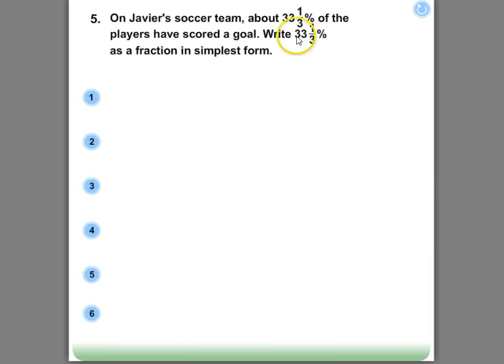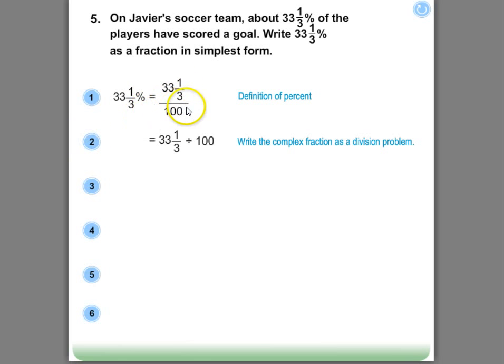All right, so here we are dealing with percent. On Javier's soccer team, about 33 1/3% of the players have scored a goal. Write 33 1/3% as a fraction in simplest form. Now we need to remember that percent means over 100. So it's really 33 1/3 over 100. Again, this line is really division. We are dividing. So here we go ahead and rewrite it as a division.